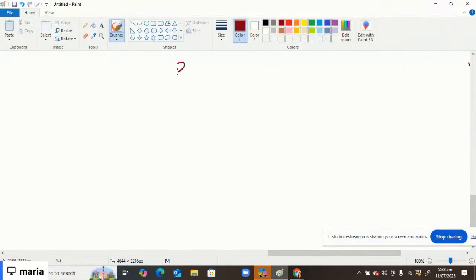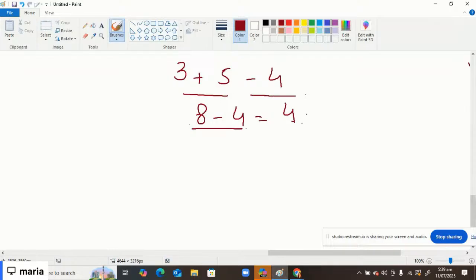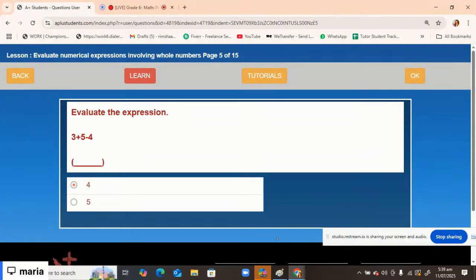Let's go with this one. Here is 3 plus 5 minus 4. So 5 plus 3 is 8, minus 4, that is 4. We have done this operation first, then this one. So after subtraction we get the answer 4.